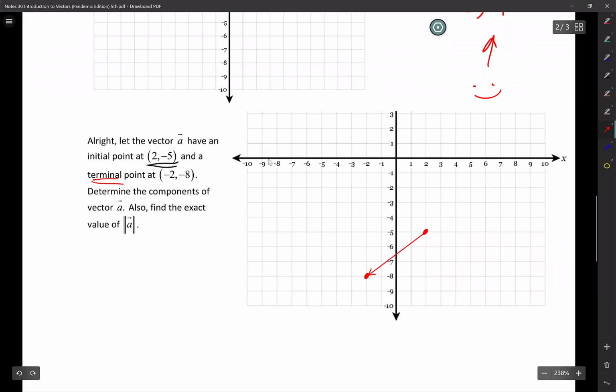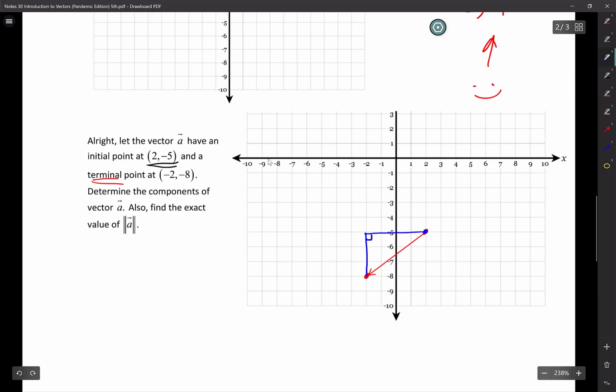There it is. It's connected. And they want to know, determine the components of vector A. All right, if you want, you can do a triangle, guys. You don't have to, but if it helps you. There's my triangle. Let's start here at this one.